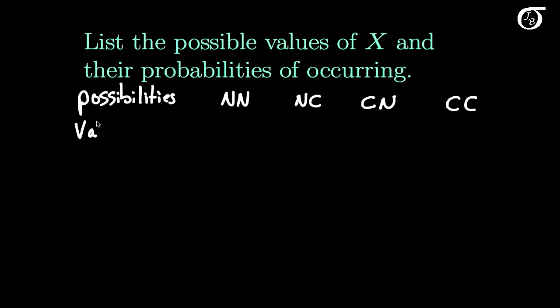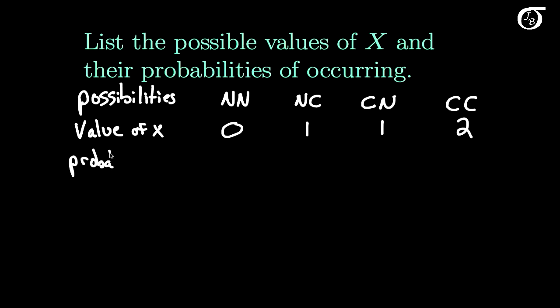Now, the value of X, the value our random variable takes on in these spots, well, if you recall, X was the number of people that are under correctional supervision. So here it takes on the value 0. Here it would take on the value 1. Here it would take on the value 1. And here it would take on the value 2. Now let's list the probabilities here.